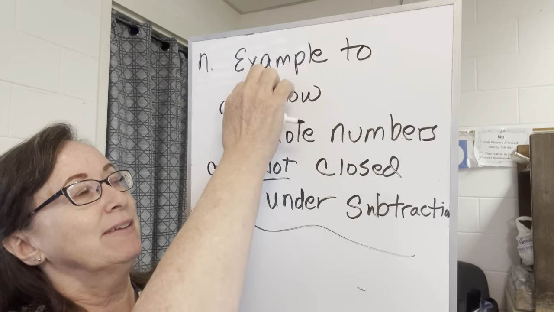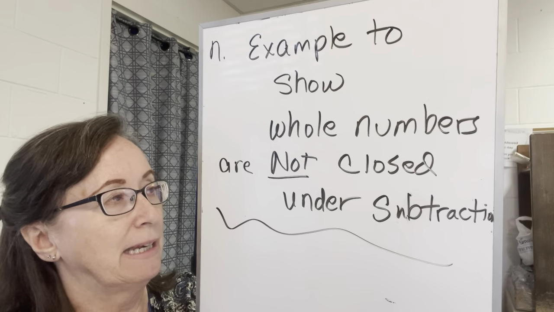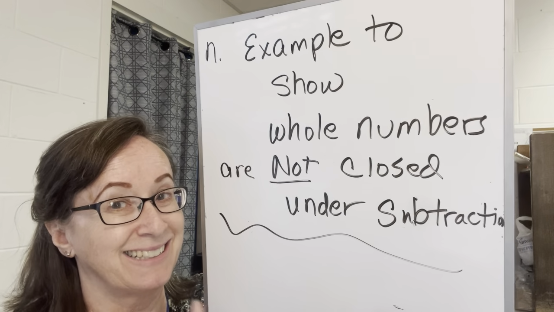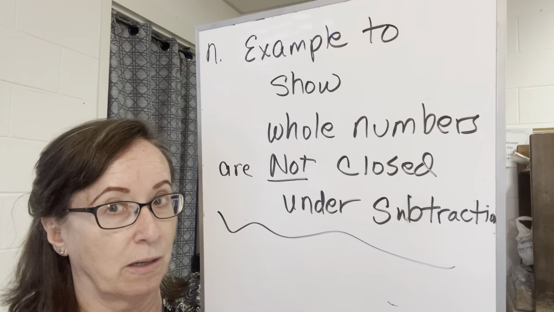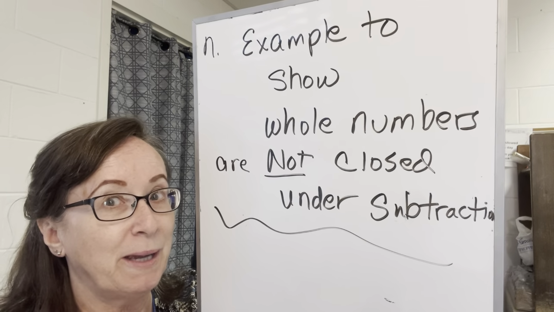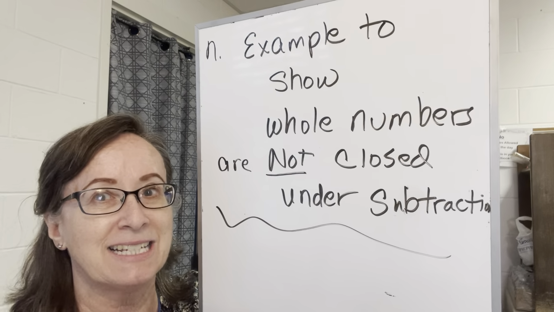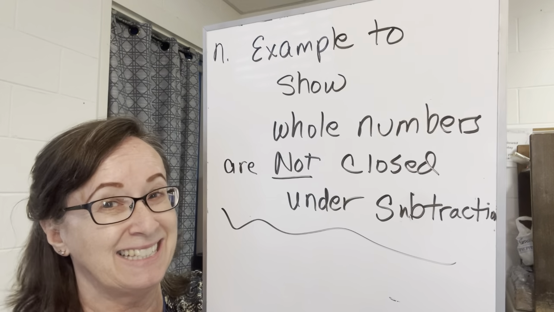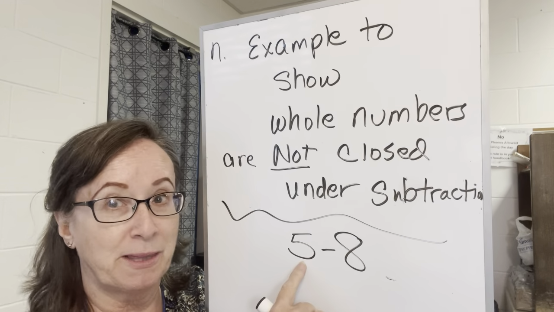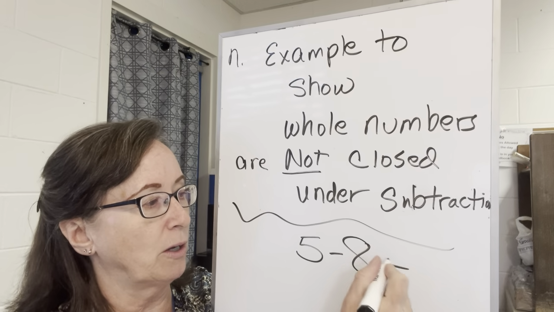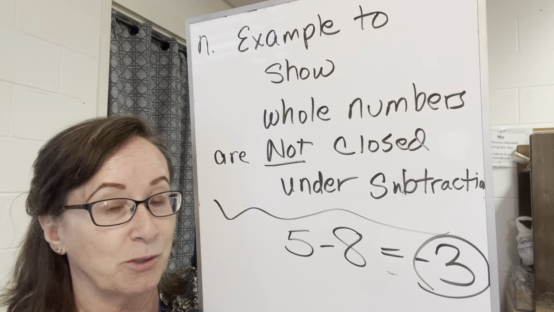It says, give an example to show that the whole numbers are not closed under subtraction. Now remember, whole numbers were closed under addition and multiplication, but not under subtraction or division. So all we have to do is come up with two whole numbers who, when you subtract them, the answer is not in the whole numbers. And that's easy. We're going to take 5, take away 8. If we start with a smaller number and subtract a bigger number, we end up with a negative number, and negative numbers are not in the whole numbers.